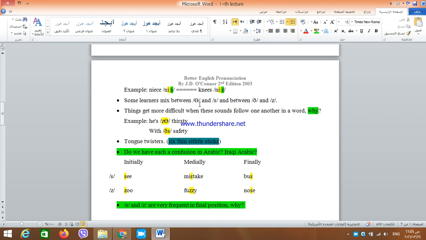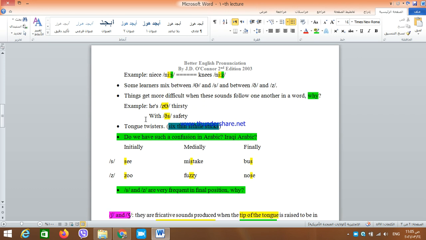Some learners mix between tha and sa and between the and za, as I told you, okay? But this is not in Iraqi Arabic, okay? Things get more complicated when these sounds follow one another in a word. When the tha and the come closely, they are adjacent or near to each other, they are difficult to be realized. When sa and za are close to tha and the in a word, also this is going to be difficult.